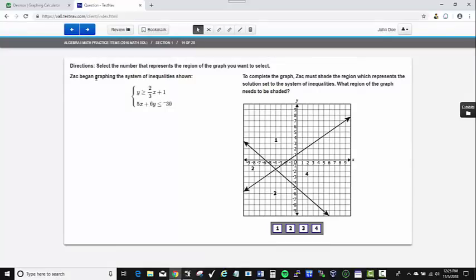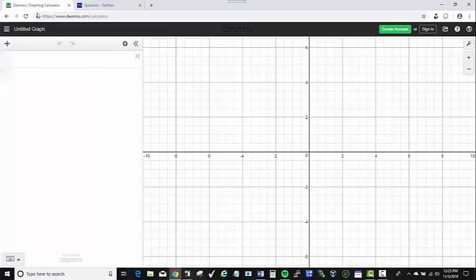Okay, directions. Select the number that represents the region of the graph you want to select. Zach began graphing the system of inequalities shown: y greater than or equal to 2/3 x plus 1, 5x plus 6y less than or equal to negative 30. All right, so you could graph this. You could use the Desmos calculator. Let me see, I have Desmos over here.